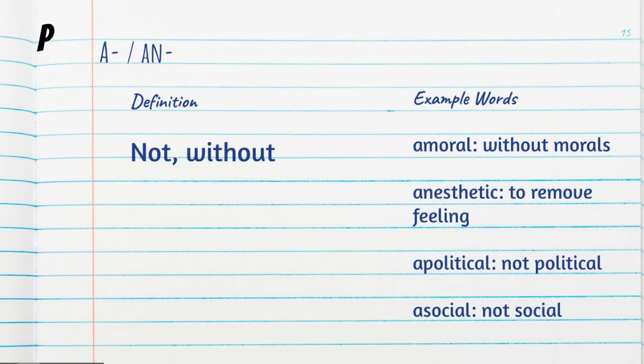So it's without feeling. Apolitical, if someone says that they're apolitical, it means that they are not political. They don't get involved in politics. And then asocial would be someone who is not social, right? Someone who doesn't participate in social events. And again, if I'm going too fast, go ahead and pause the video and then resume when you're ready.